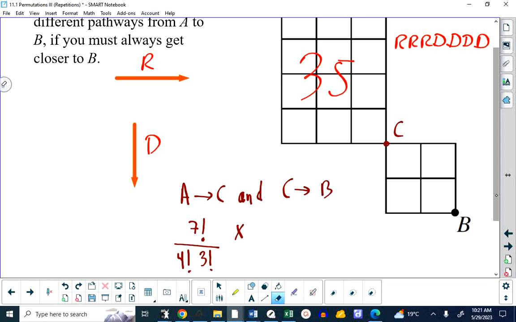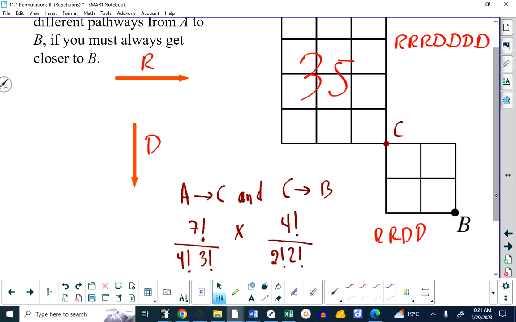How many ways are there to go from C to B? Well, C to B involves right, right, down, down, which would mean we're arranging 4 items over 2 factorial, 2 factorial. That's an easy one. That gives me 6.